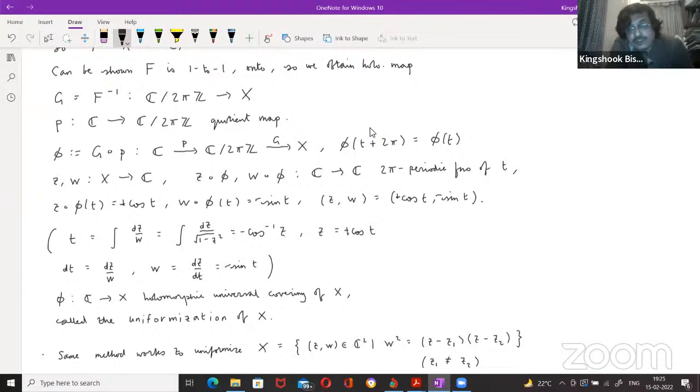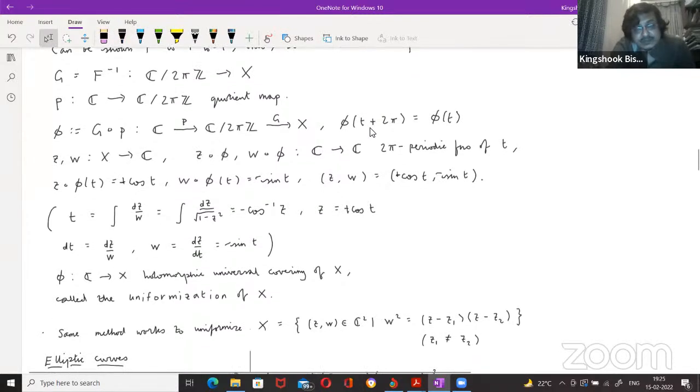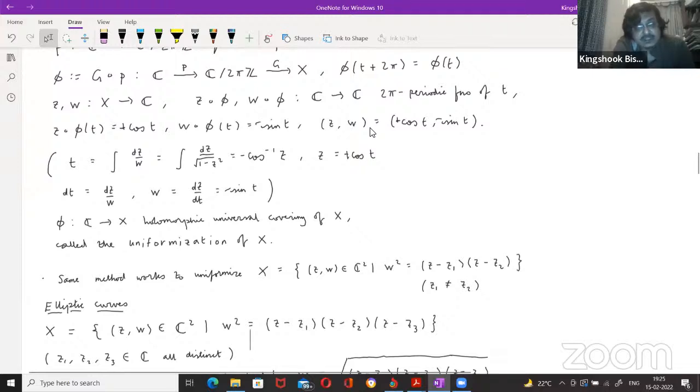So in other words, I've got the parametrization that I wanted. Z and w become functions of t, cos t and minus sin t, right? They become 2 pi periodic functions of t, of a complex variable t. And this map phi, which was, I remind you, you go from C to the cylinder C modulo 2 pi z, and then you go by the inverse of what's called this abelian integral. So this integral here, integral dz over square root 1 minus z squared, this is an example of what's called an abelian integral. So it's the integral of a rational function, an algebraic function of z. So classically, these are called abelian integrals.